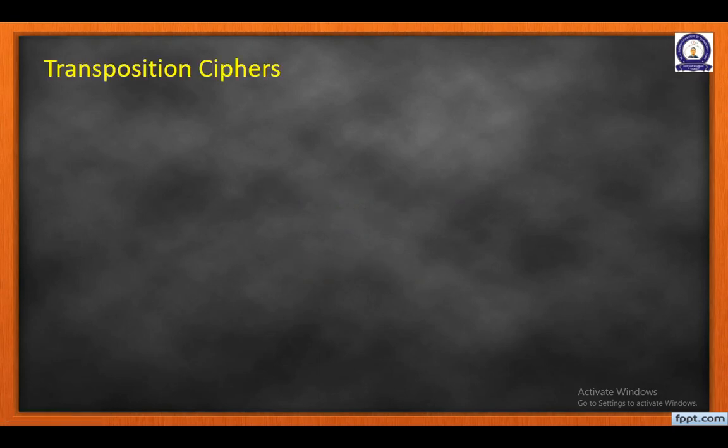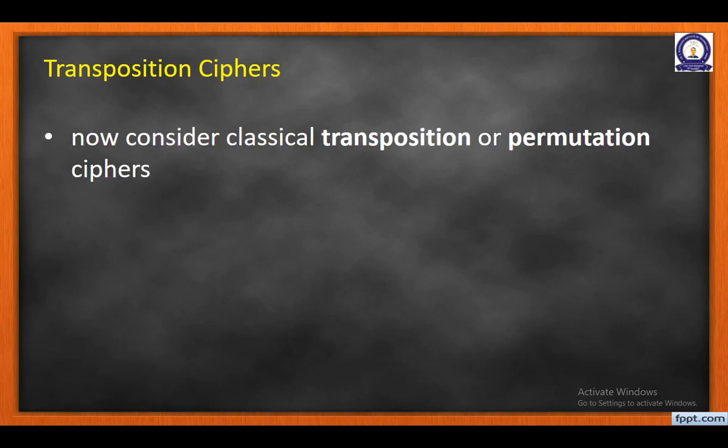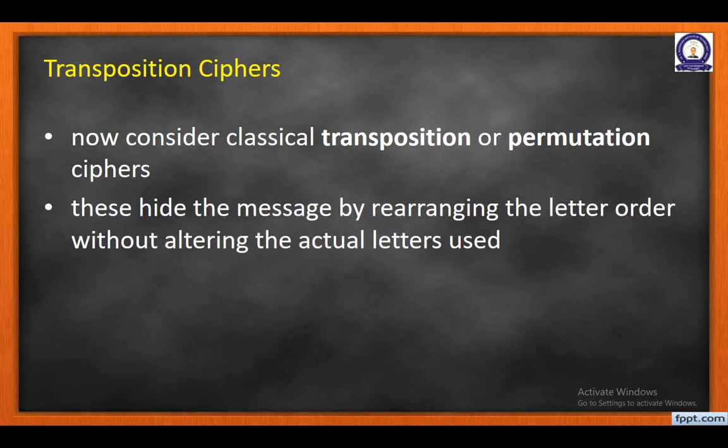So we will start with the transposition cipher. The transposition cipher is also called a permutation cipher. Now, what is the biggest difference between transposition and substitution? In the transposition cipher, the letters are rearranged. We are not going to replace any of the letters. A transposition cipher hides the message by rearranging the letter order without altering the actual letters used. So it's a kind of puzzle, where you just jumble up those letters.